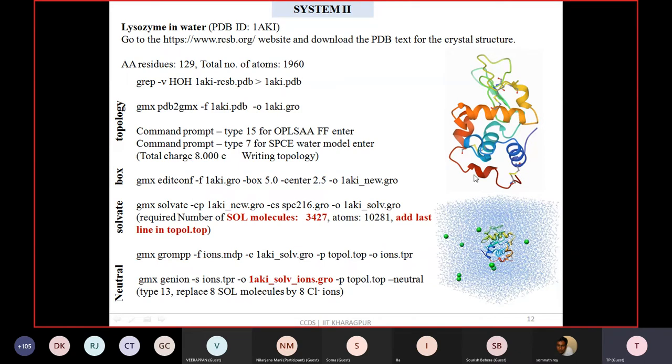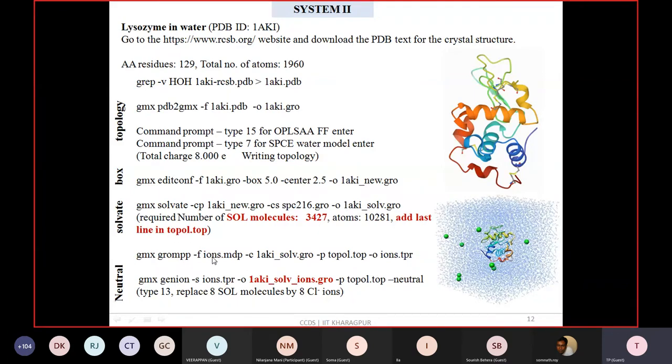And for example, if your protein molecule has a total net charge, positive or negative, whatever it is, you have to keep it in mind. Otherwise, you have to neutralize it. So the next step, as we said before, we have to create a box with minus box and minus center, centering the protein molecule in the center. We solvate the box with approximately 3000 water molecules, and the count has to be written in the last line in the top file.